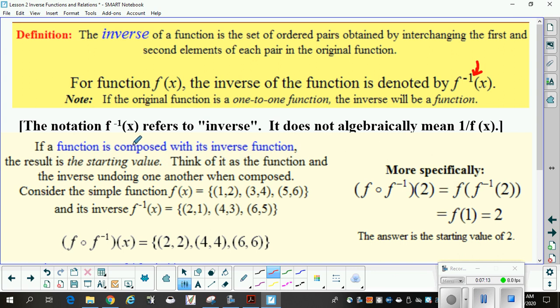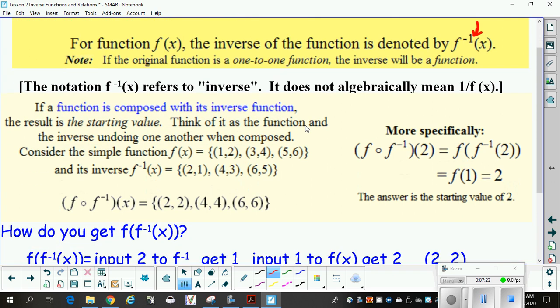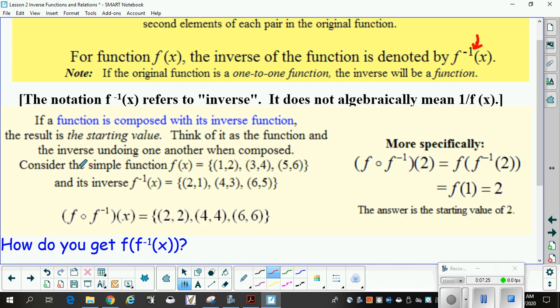Now, if a function is composed with its inverse function, the result is the starting value. Think of it as the function and the inverse undoing one another when composed. Now, consider the simple function f of x equal to (1, 2), (3, 4), (5, 6). Its inverse, we swap the x's and the y's, so we get (2, 1), (4, 3), (6, 5).